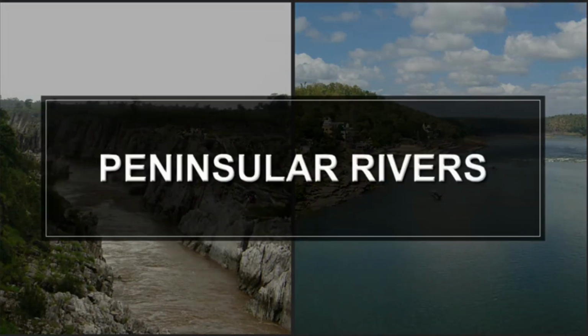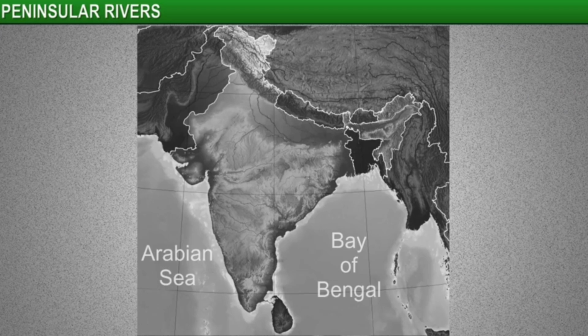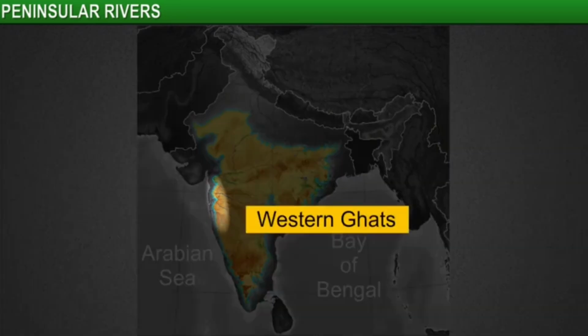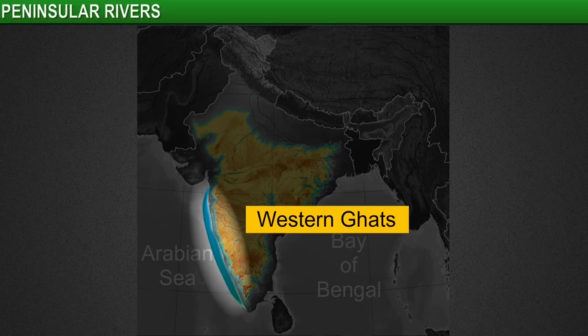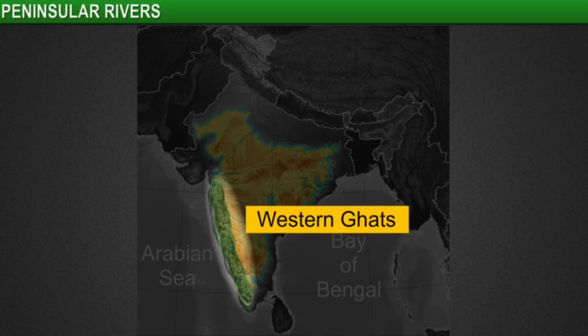Peninsular rivers and river basins. If you look at the peninsular terrain of India, you will notice the prominent Western Ghats that run from the north to the south, parallel to the western coast. These Western Ghats make up an important water divide in peninsular India.